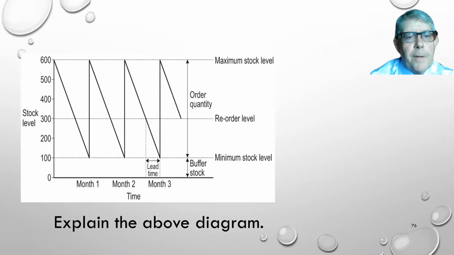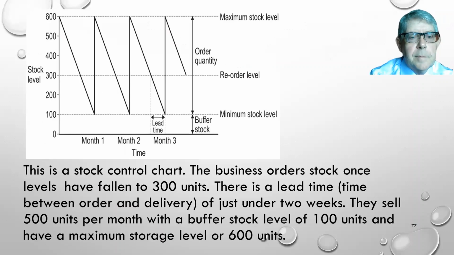Explain the above diagram. This is a stock control chart. The business orders stock once levels have fallen to 300 units. There is a lead time, that's the time between order and delivery, of just under 2 weeks. They sell 500 units per month with a buffer stock level of 100 units and have a maximum storage level of 600 units.